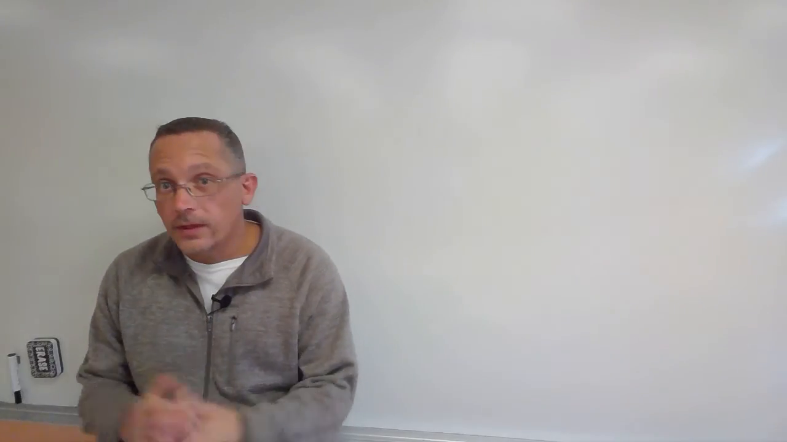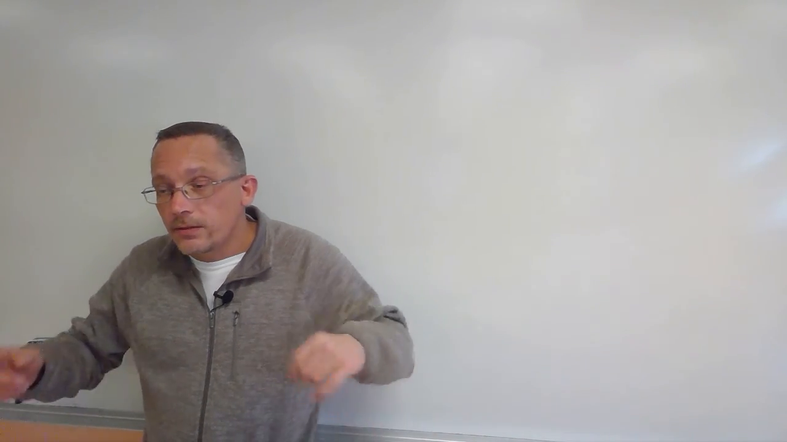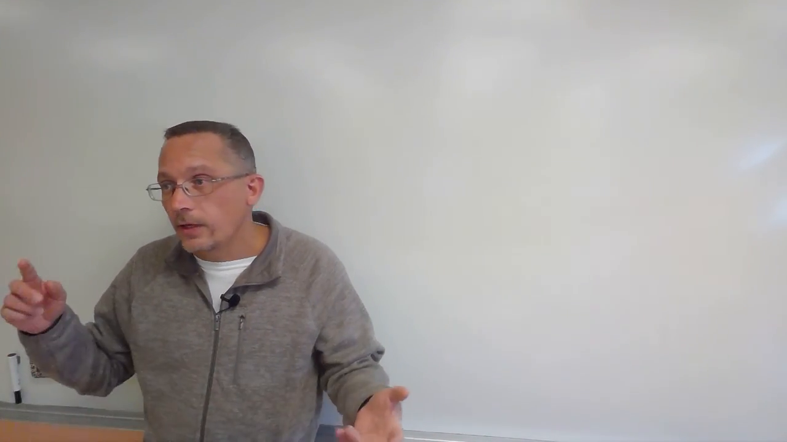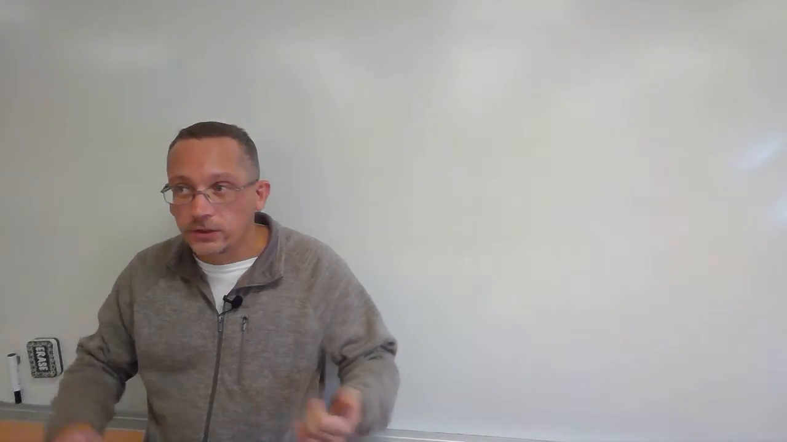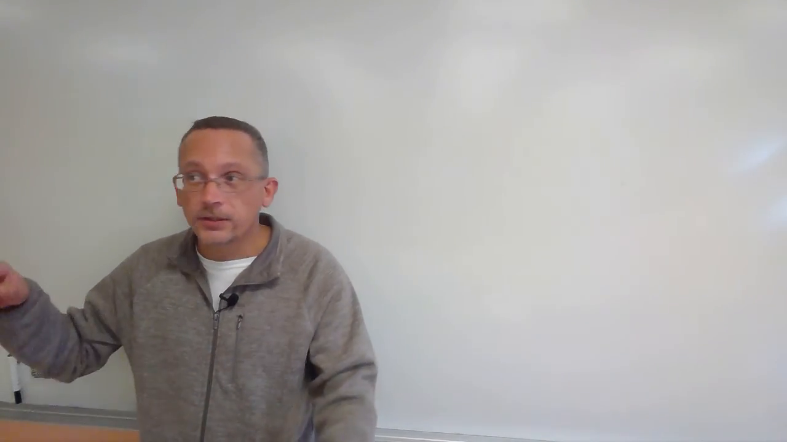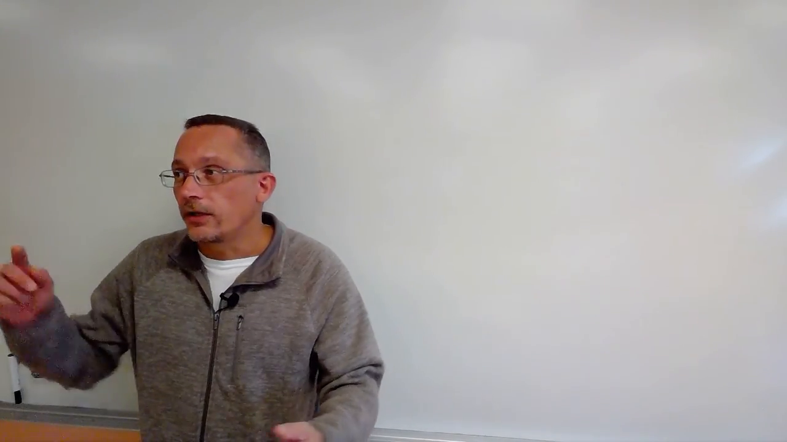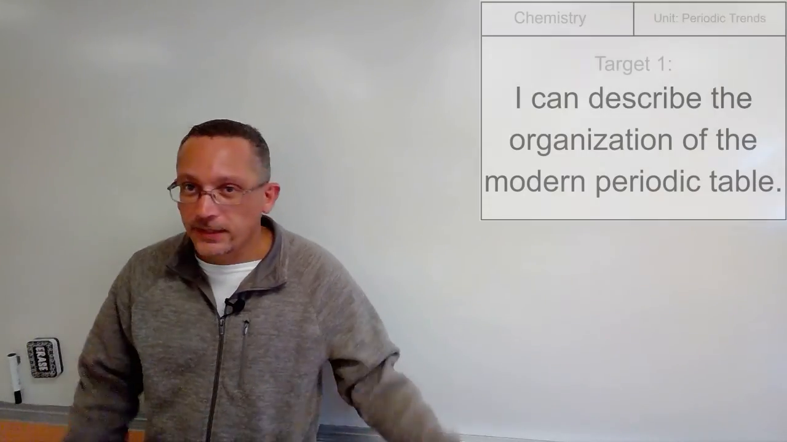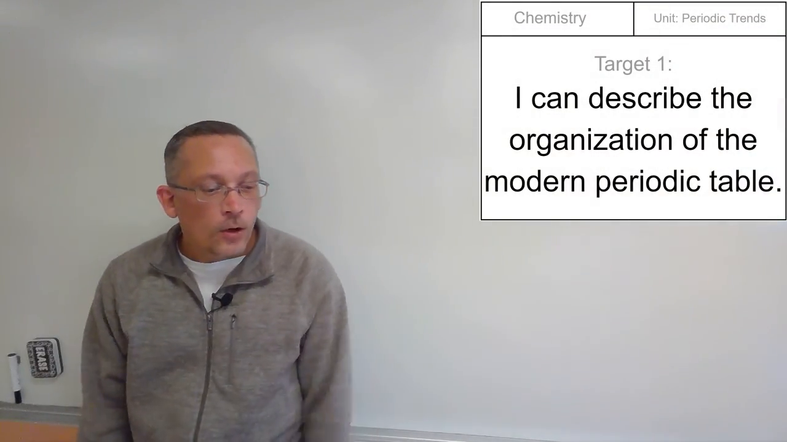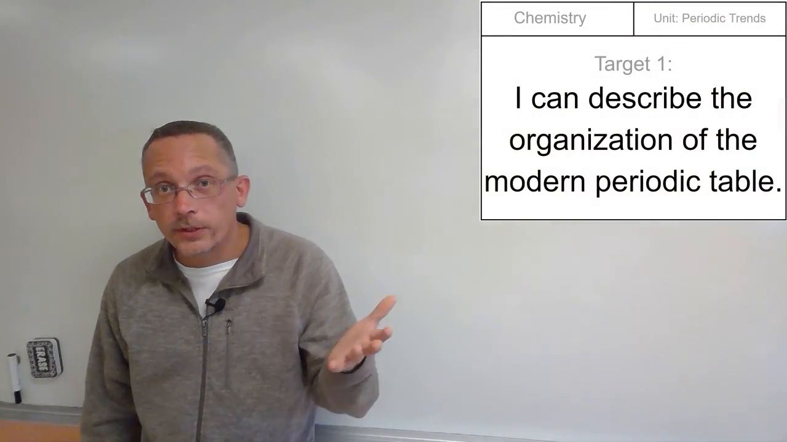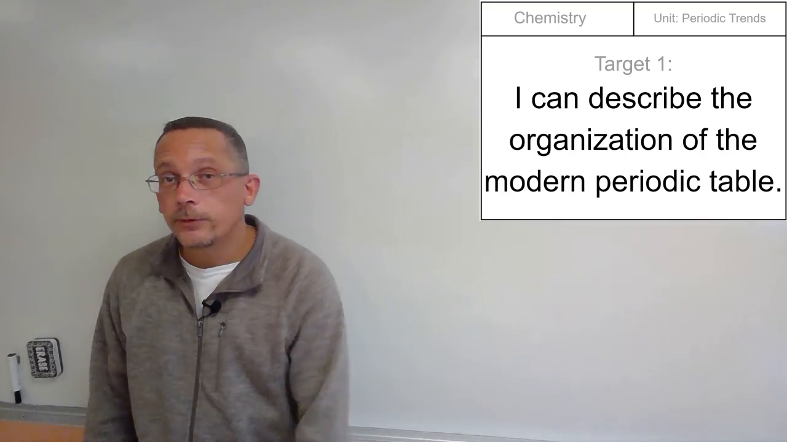So that was a little bit about the different families of elements: the alkali metals, the alkaline earth metals, the noble gases, the halogens, the chalcogens, the pnictogens, the transition metals, the rare earth metals, lanthanides, actinides, all that fun stuff. Hopefully that helps us describe the organization of the modern periodic table.